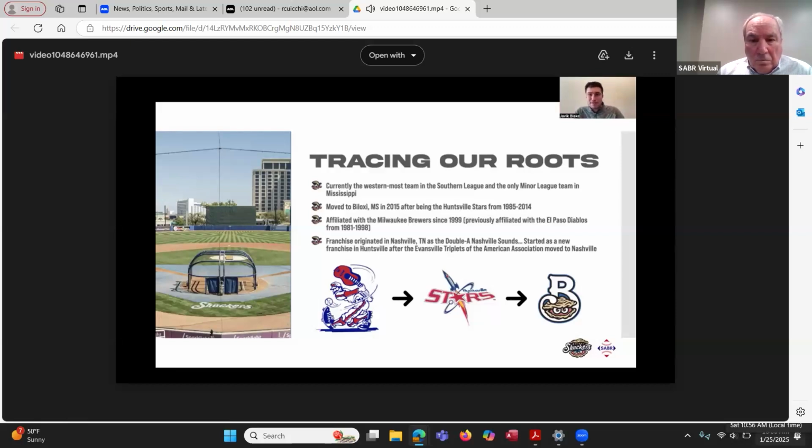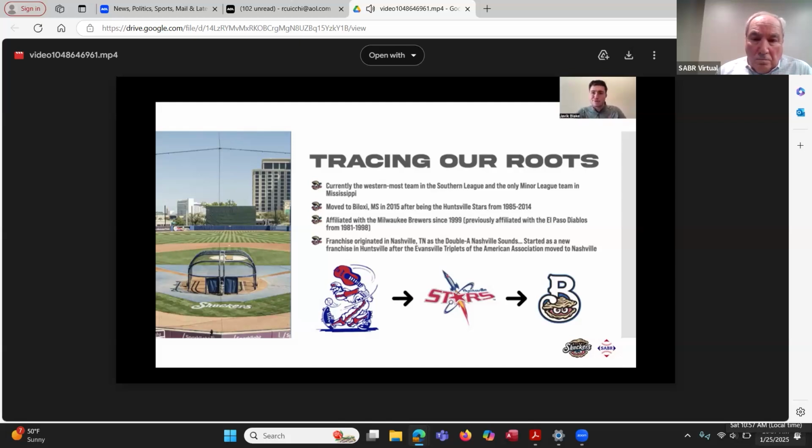They were previously affiliated with the AA El Paso Diablos from 1981 to 1988, which, if anyone knows anything about Texas League offense, every single Brewers AA minor league record comes in El Paso, especially with that ballpark. And you read stories about how tiny it was back in the day. So previously affiliated with El Paso, the Brewers moved their operations to Huntsville and then obviously to Biloxi for 2015.